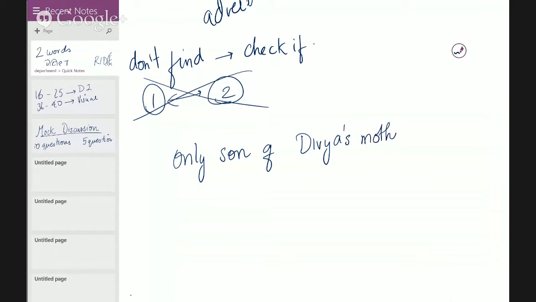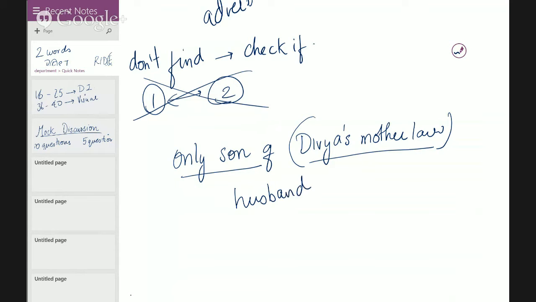Now, who's Divya? Always start from behind. Who's Divya's mother-in-law? Your husband's mother. Only son of your husband's mother is going to be your husband. So Mohan is the husband of Divya. Okay, and one can answer the statement.